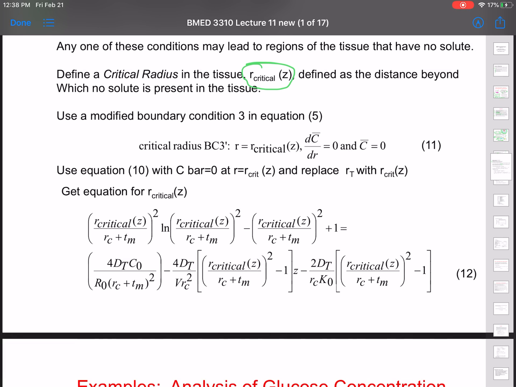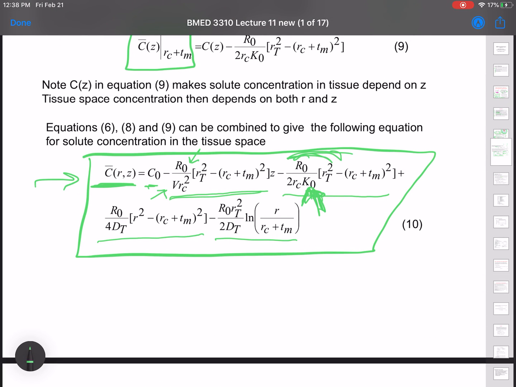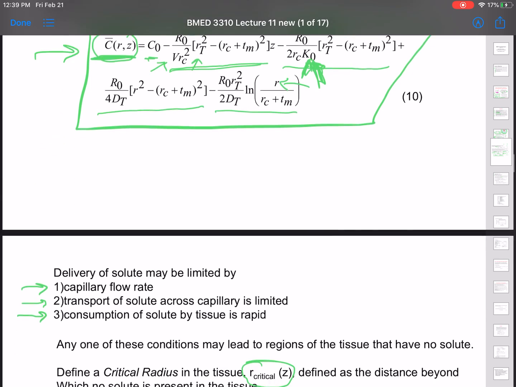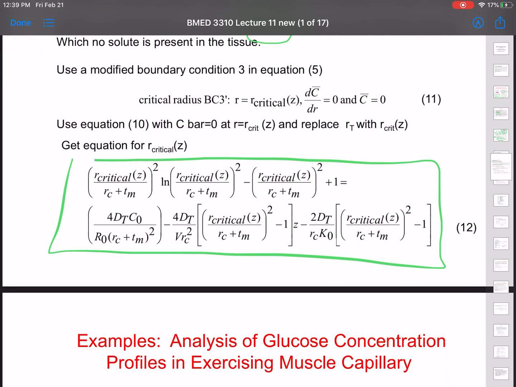Right. And so all she's doing is taking this equation here and setting C bar equal to 0. Then all these RTs become R criticals. And even the R's become R critical, because that's where we are. We're at the critical radius. And she gets this crazy looking equation, which is not as bad as it seems. That is literally all she did to get that equation.